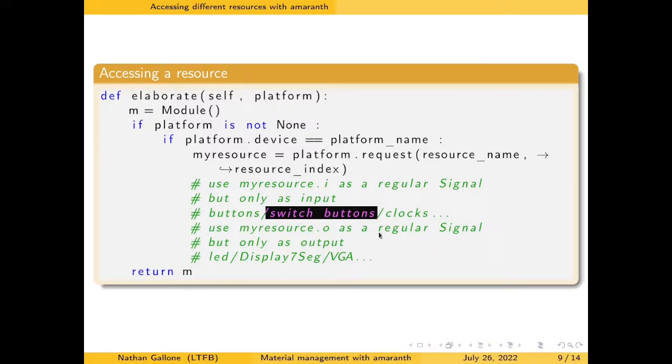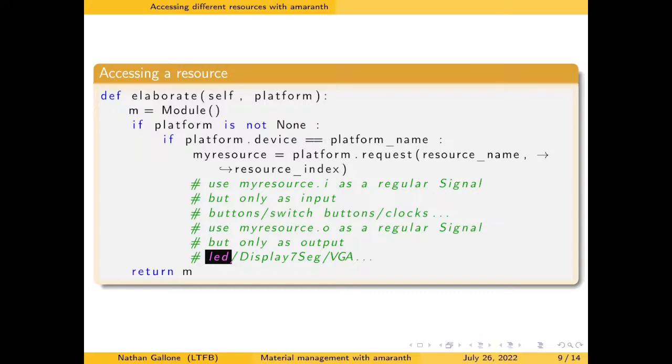And we can do the same with output. For example, let's say we have LEDs on our platform. Well, we can use myResource.o to switch on and off the LED by saying that myResource.o equals anything within the combinatorial or synchronous domains.